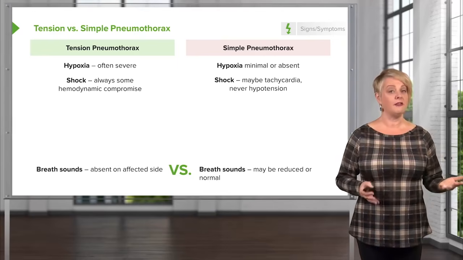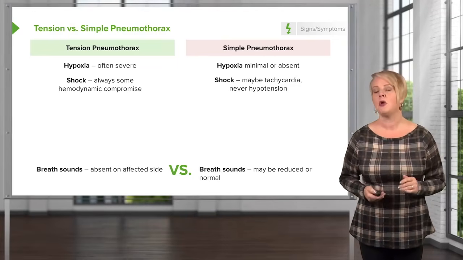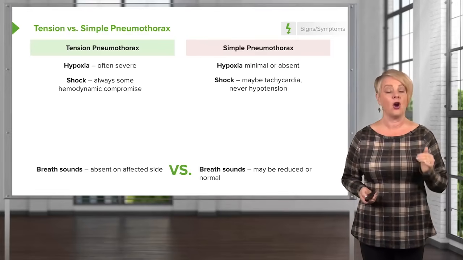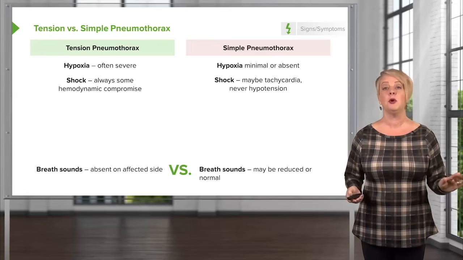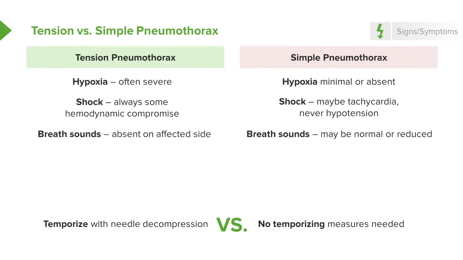Tension pneumothorax causes shock because of the physiology we've already described, whereas simple pneumothorax should never cause shock. Simple pneumothorax does not impair cardiac function, it does not impair venous return, and it should have no hemodynamic consequences.